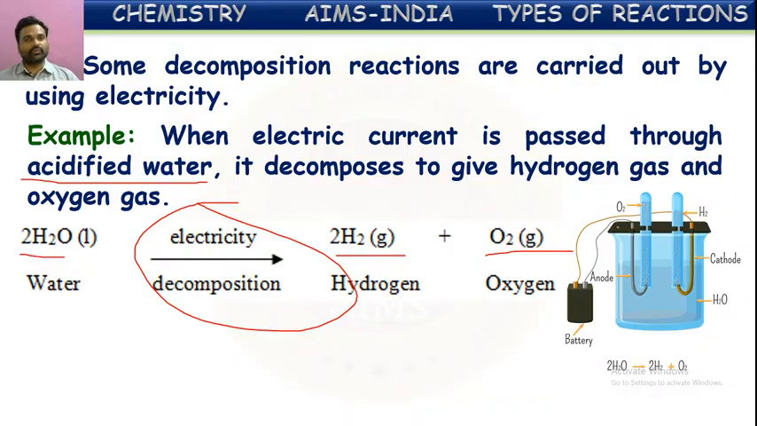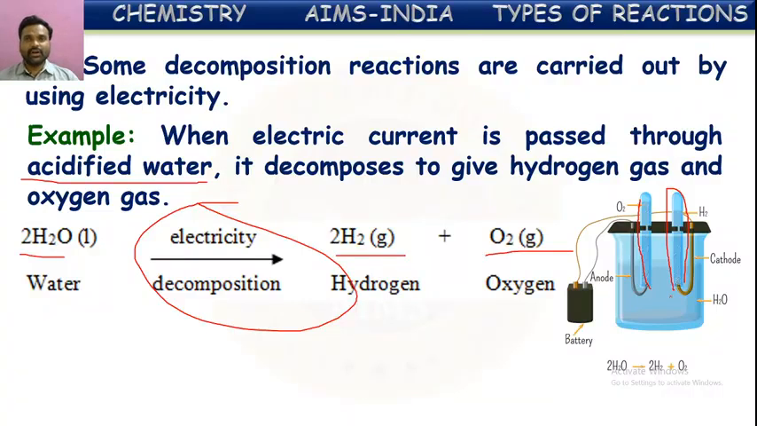The decomposition or electrolysis of water will be done in this kind of equipment. Here water, or acidified water, is taken, two electrodes are inserted, and electricity is passed into the container. Then the water present in this container splits into hydrogen and oxygen. Oxygen is collected into one test tube, and the hydrogen gas is collected in this test tube.